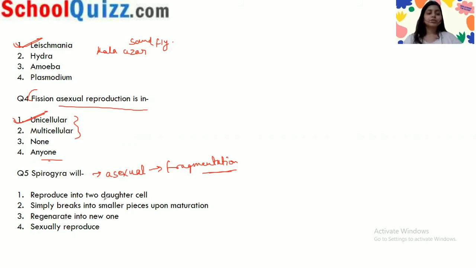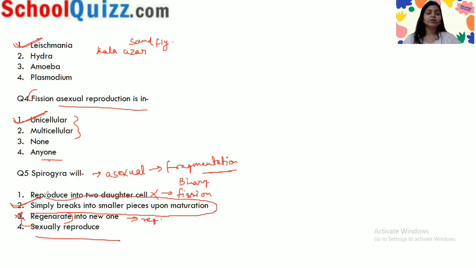Reproduce into two daughter cells will not be the answer because this happens in binary fission. Regenerate into new one: the term regenerate describes regeneration, so this is also not the answer. Option number four, sexually reproduce, is not the answer because it is asexual reproduction. So we have our answer, option number two, simply breaks into smaller pieces upon maturation.